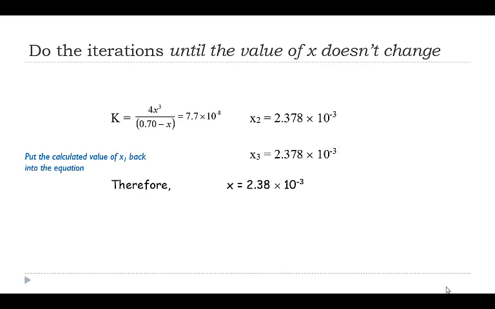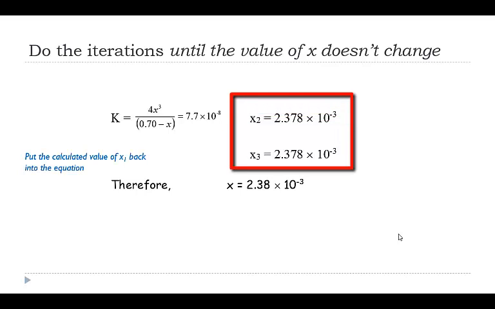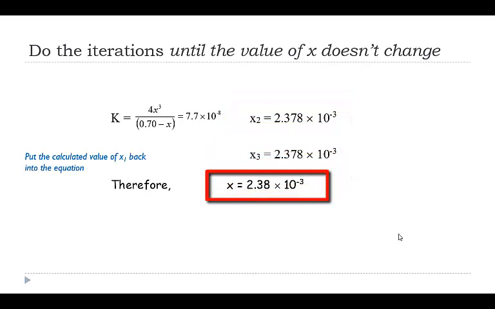So we're going to put the calculated value of x1 back into the equation and solve it. So 4x cubed divided by 0.70 minus that value of x that we calculated before equals 7.7 times 10 to the minus 8, which is the value of K. We find the value of x2, then we do the same thing, find the value of x3, and those two values are the same, so therefore we can say that x is equal to, to 3 sig figs, 2.38 times 10 to the minus third.